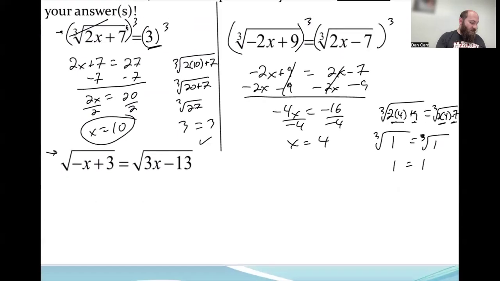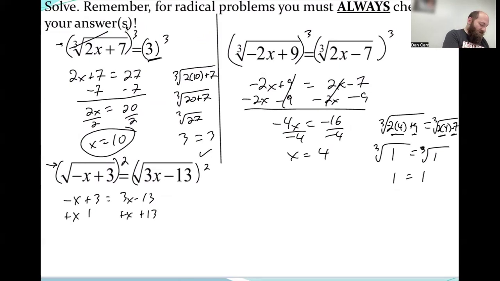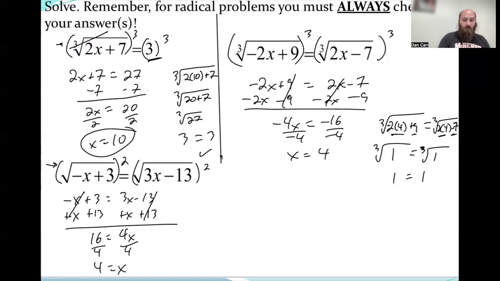All right, for the next one, this case is the square root. So we are just going to square both sides at this level. So that becomes negative x plus 3 equals 3x minus 13. From here, we can add our x's over and add 13 over. So that's gone, that's gone and that's gone. So I get 16 is equal to 4x. And I divide by 4 and I get 4 equal to x.